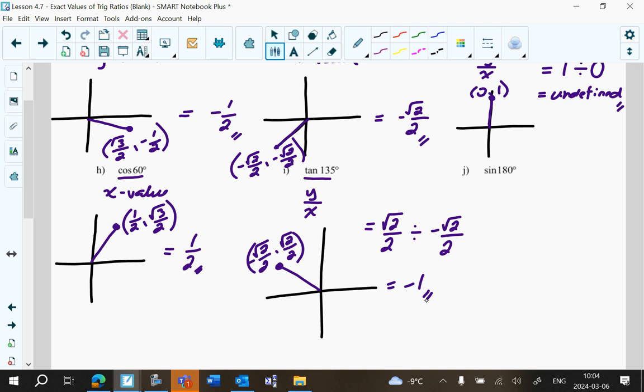Finally, the sine of 180. Sine means y value. How do I draw this? You said straight across. Which way, to the right or left? To the left. The point is negative 1 and 0. So therefore, my answer is 0 because it's the y value.